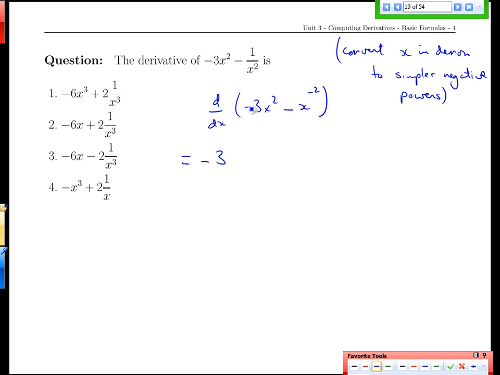So derivative of negative 3 anything is negative 3 times the derivative of the x squared. Then we have the derivative of x to the minus 2, bring the power down in front, and subtract yet another unit, or another 1 from the exponent, and we get x to the negative 3. And that would look like minus 6x plus double negative plus 2 over x cubed. And if we scan down the list here, number 2 here would be the correct answer.